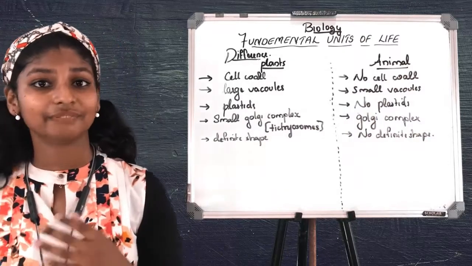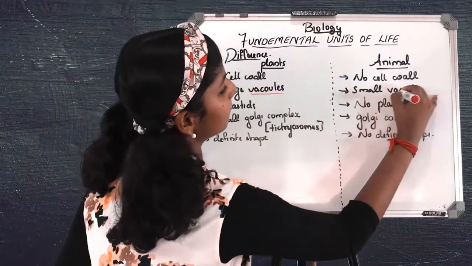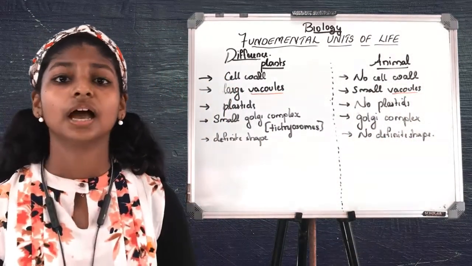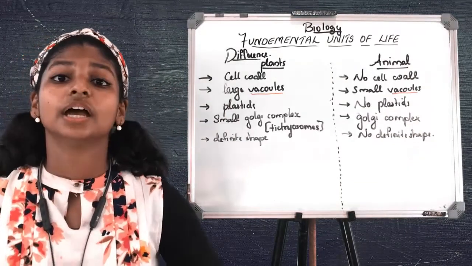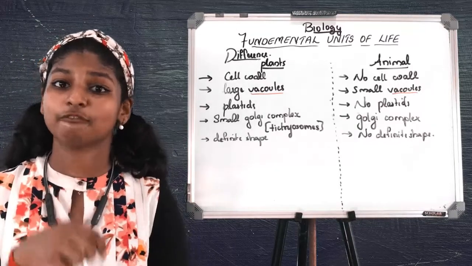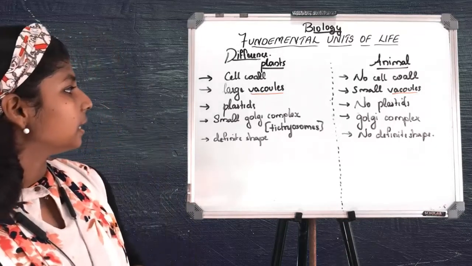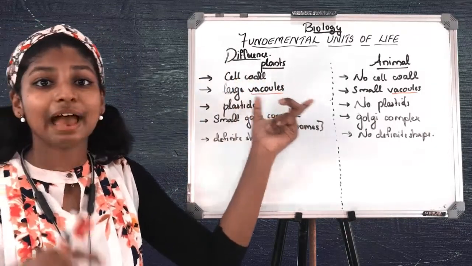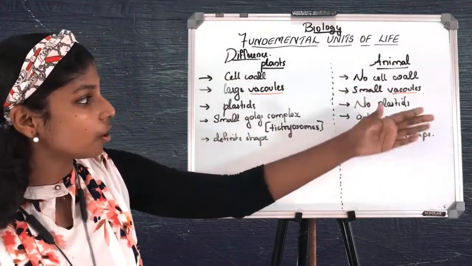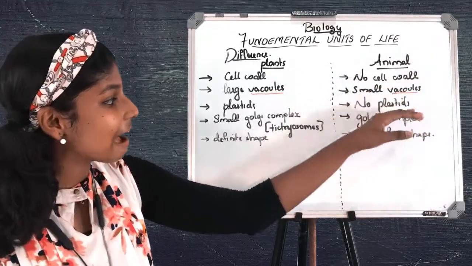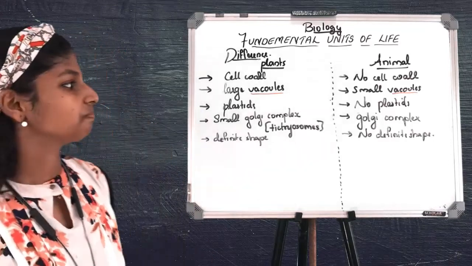In plant cells, they have a large vacuole. What do you mean by the term vacuole? Vacuoles are bubble-shaped parts, and they store the nutrients, food materials, and even waste materials too. Now, in plant cells, they have a large vacuole, but there is only one. On the other hand, animal cells have small vacuoles, but they have a number of vacuoles.